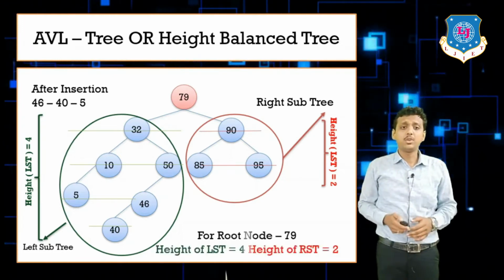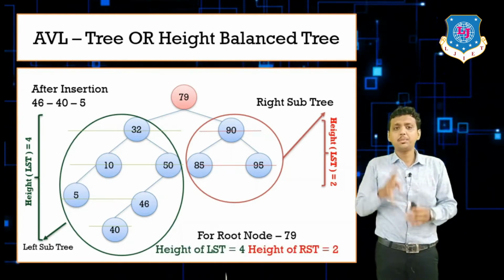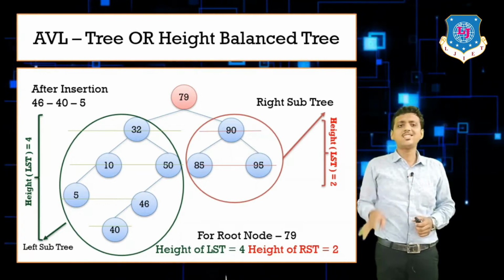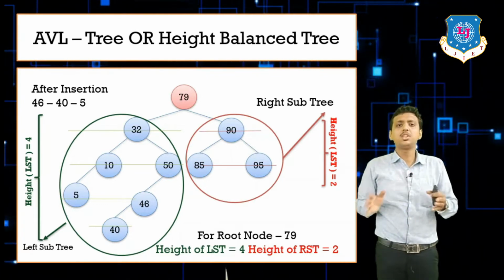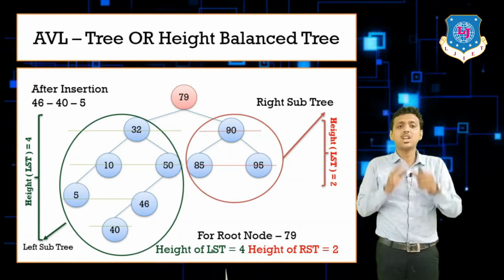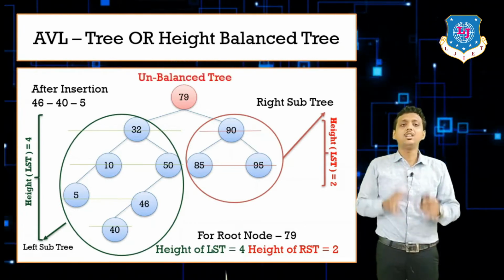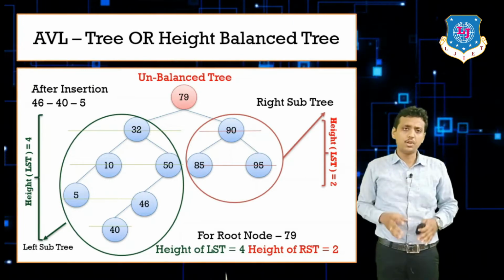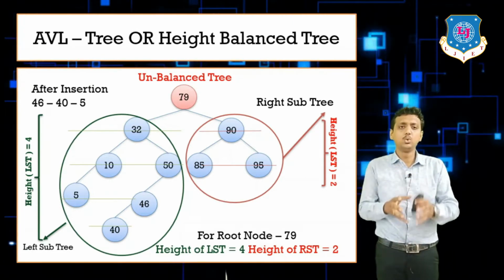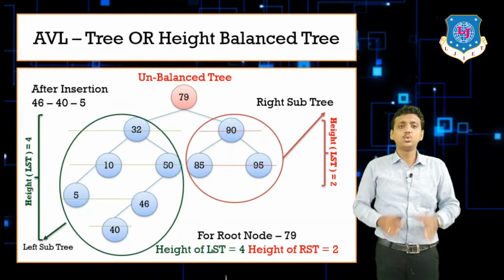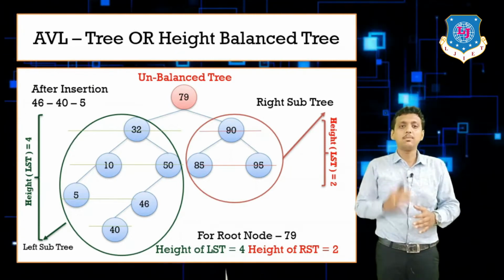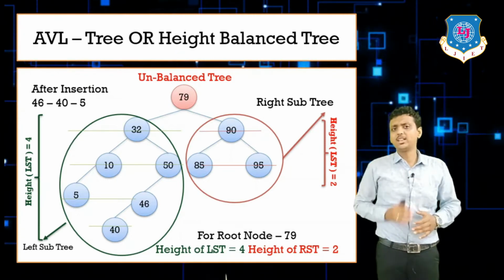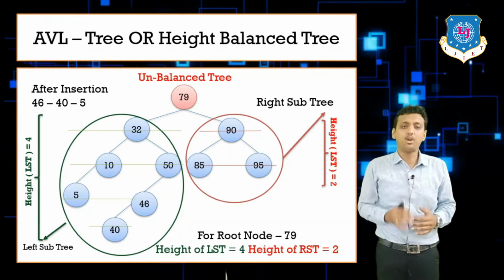So what happens over here, students? The height of the left subtree is 4 and the height of the right subtree is 2. So it's a huge difference between both of them. Such a tree is known as an unbalanced tree. Okay, so what is your role over here? What is your job? You just need to balance your binary search tree, so that the traversal operation can be easily performed.